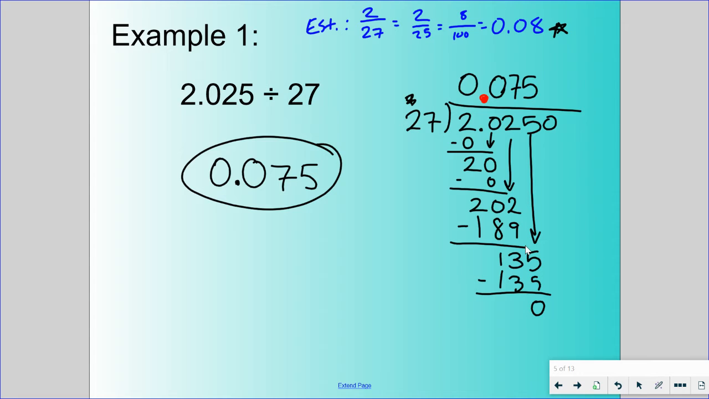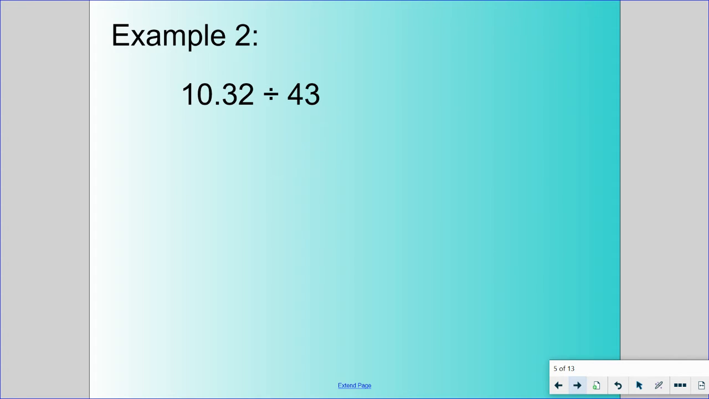Pause the video, rewind if you need to go back through there. Always check your remainder. Make sure the remainder is less than the divisor. And now we'll keep going on to example 2. I'm seeing 10 split into 40 parts, which one could say is about a quarter, right?